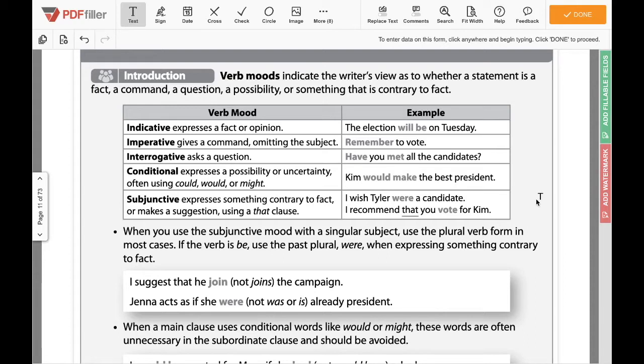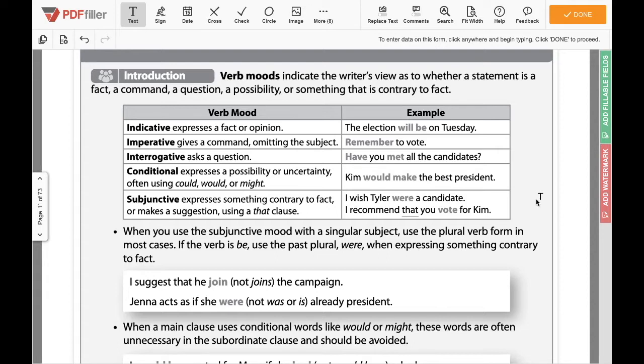The example of this is the election will be on Tuesday. The election will be on Tuesday, period. Again, there's no other meaning to this. It's just saying this is what is happening. It's not that it might happen. It's not that it could happen or should happen. It's that it is happening. It's just either a fact or an opinion.